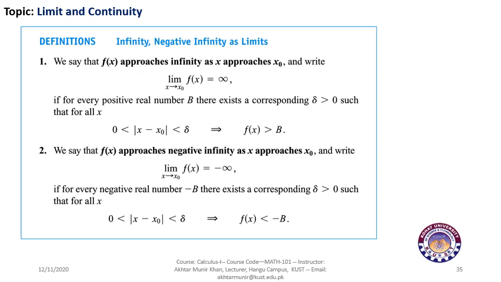So we say that f of x approaches infinity as x approaches x naught, and write limit as x approaches x naught of f of x equals infinity, if for every positive real number b there exists a corresponding delta strictly greater than 0, such that for all x satisfying this set of inequalities, because these are two inequalities, this will imply that f of x is greater than b. Similarly for minus infinity, f of x should be less than minus b whenever x satisfies these inequalities.